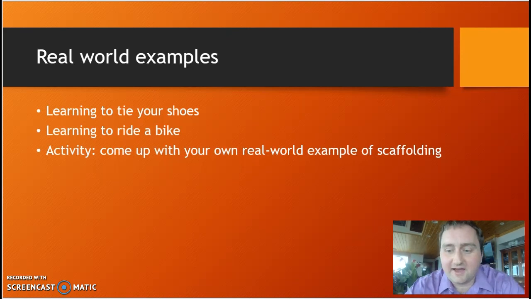So my activity challenge to you all is to come up with another real-world example of scaffolding, something other than learning to tie your shoes or learning to ride a bike. Maybe something else outside the music classroom or even outside education in general that incorporates the use of modeling, followed by the use of breaking it down into small chunks, and finally followed by putting it into context and the teacher or parent or facilitator slowly backing off to foster student or child independence.